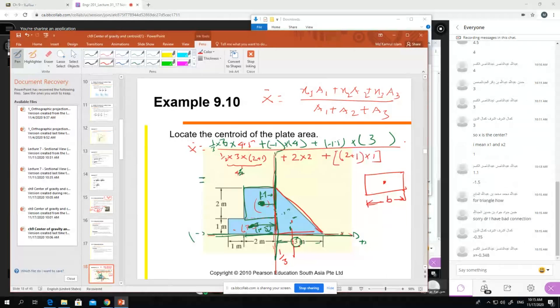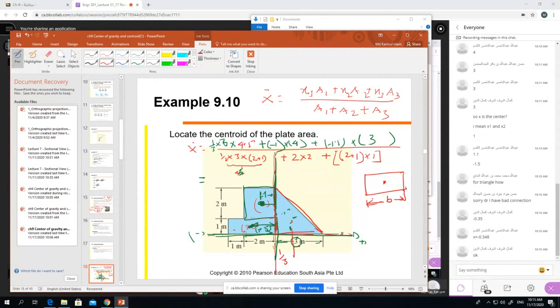Just wait. Okay, I will answer for Hussain Jawad and Abdullah Muhammad bin Abdullah. I answer for him, and then I teach him fast. For a rectangle, you know, this is half of B and this is half of H.